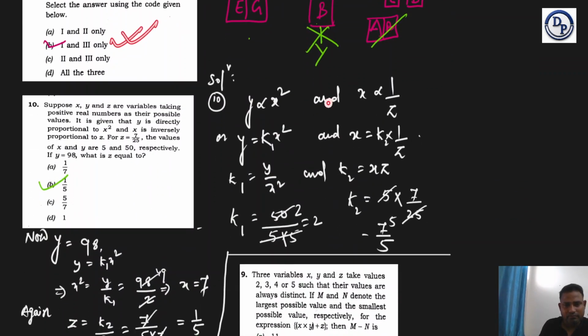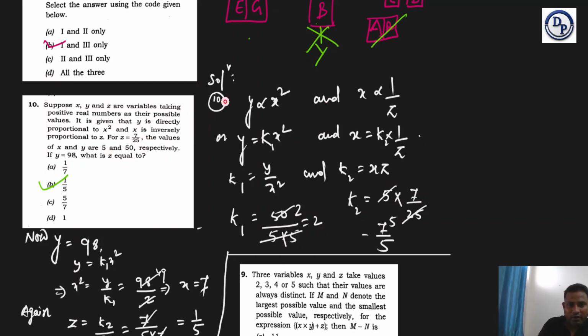That's quite easy. This is also a question. And question number 10: suppose X, Y, and Z are variables taking positive real numbers as their possible values. It is given that Y is directly proportional to X square and X is inversely proportional to Z. For Z equal to 7 by 25, the values of X and Y are 5 and 50 respectively. If Y is 98, what is Z equal to?